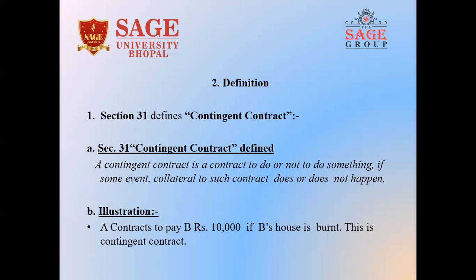Section 31 defines the definition of contingent contract. Section 31: a contingent contract is a contract to do or not to do something if some event collateral to such contract does or does not happen. Now, illustration. A contracts to pay B rupees 10,000 if B's house is burnt. This is a contingent contract.